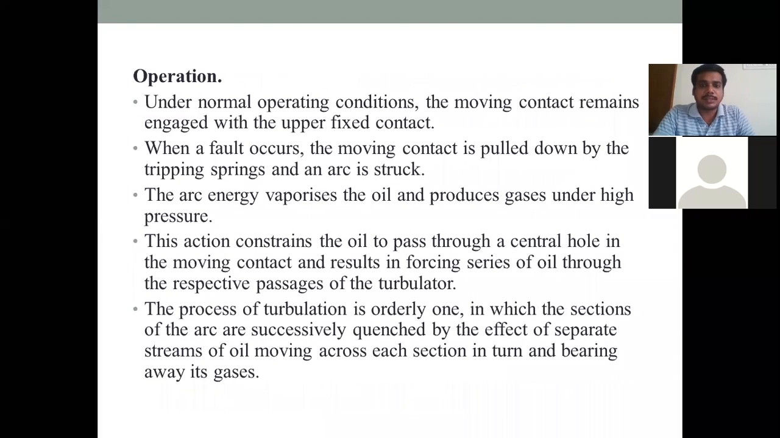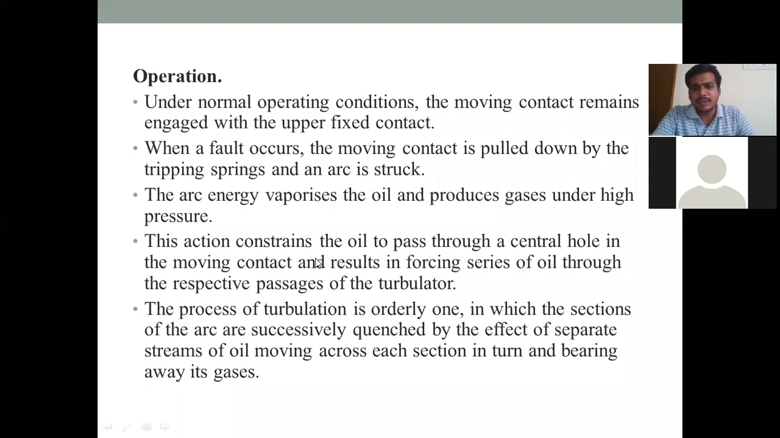How it operates: under the normal operating condition, the moving contact will be engaged with the upper fixed contact. Only when a fault occurs will the circuit breaker operate. When the circuit breaker contacts operate, at that time the arc will be produced. When the arc is produced, the oil will be forced between the arc medium, and the oil will react with this high temperature arc between the contacts, and it will be ionized, and gas will be produced at high pressure.